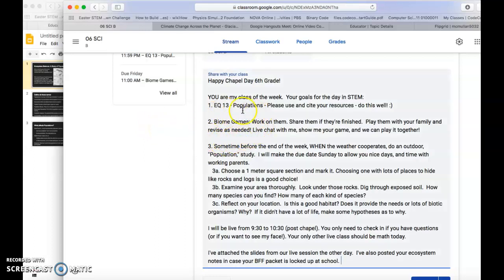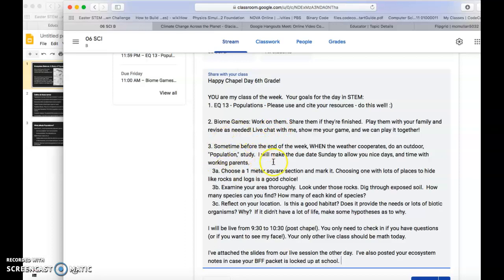Your biome games, if you're not finished with them yet, take advantage of time today to work on them. You are my class of the week, so hooray, gift of time. If you want to practice playing it with somebody and you don't have anybody in your house to play with, go with a live session with me and we can play online together, so we can figure it out.